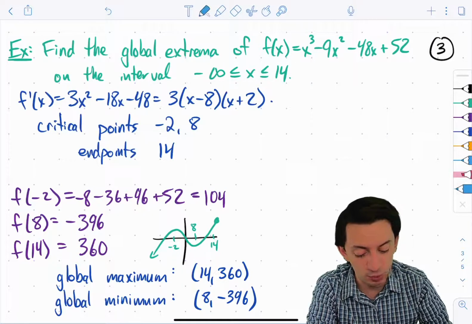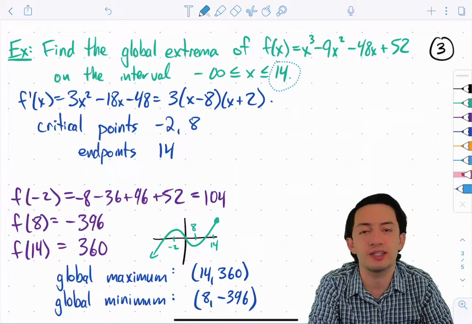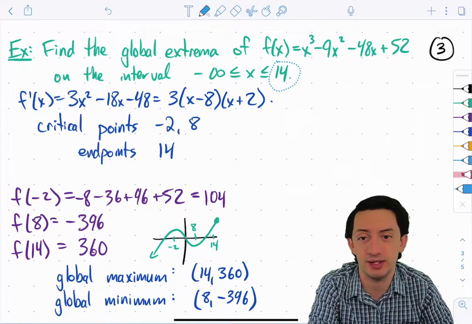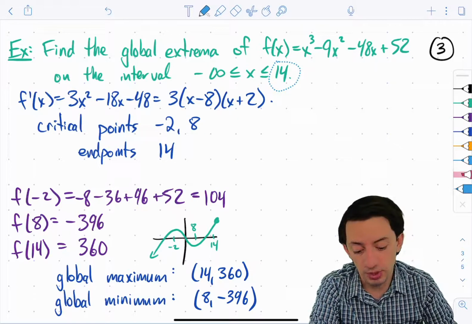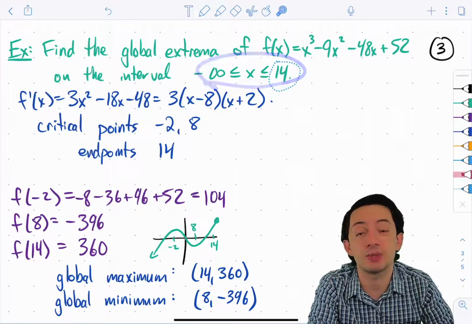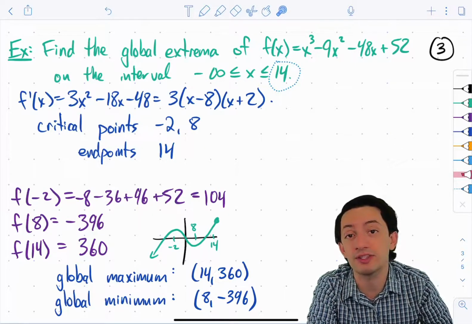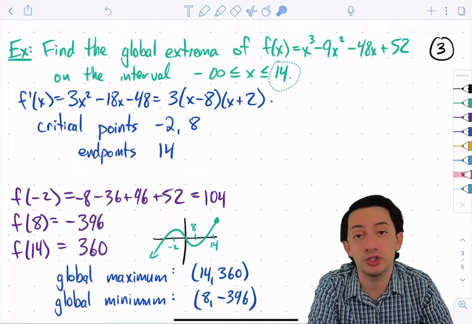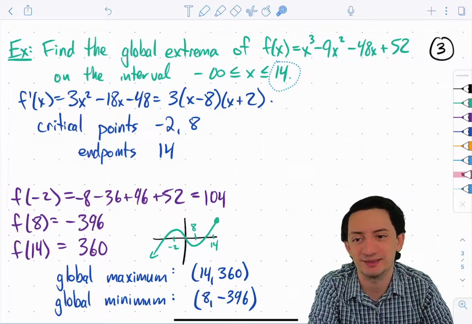So this only has one endpoint. It's got an endpoint of 14, but not an endpoint on the left-hand side. The book has this example with actually a bunch of different intervals, but not this one. So I picked a different one from the book, and you're obviously welcome, you're encouraged to go look at the other ones in the book for more practice.